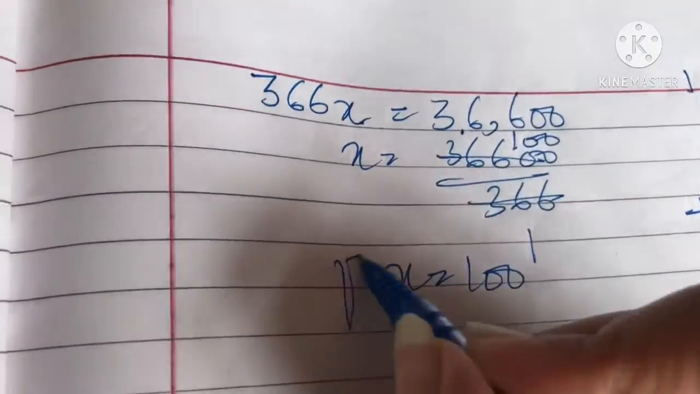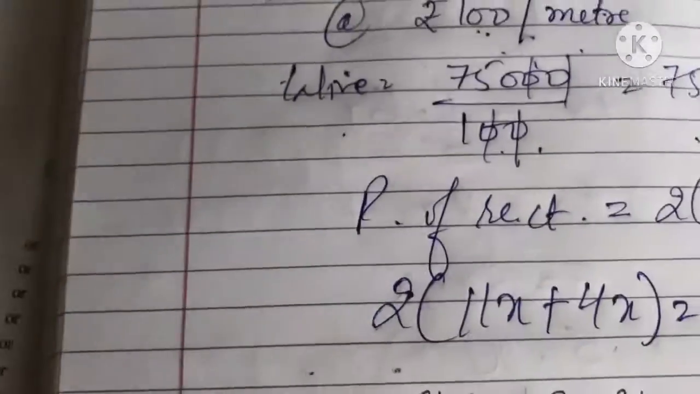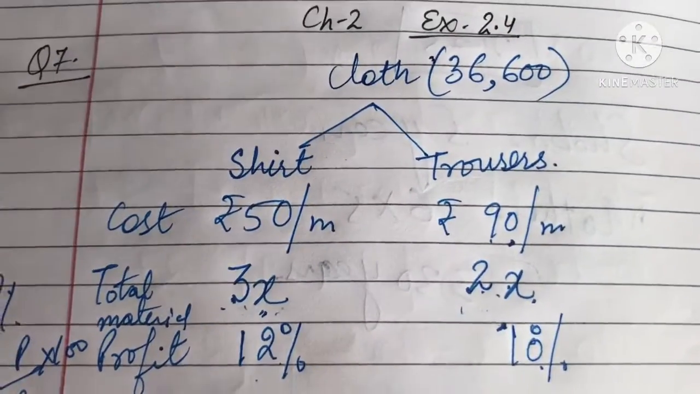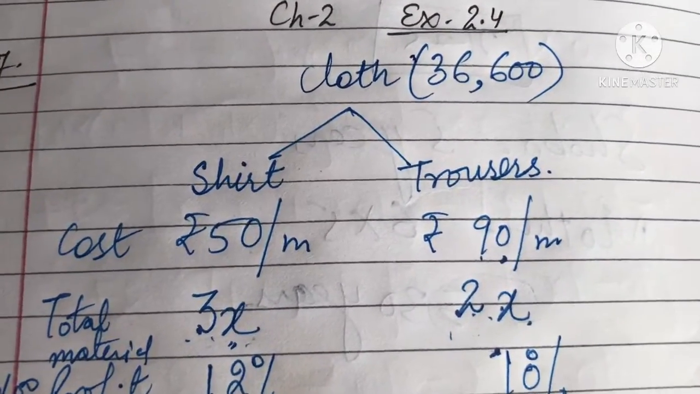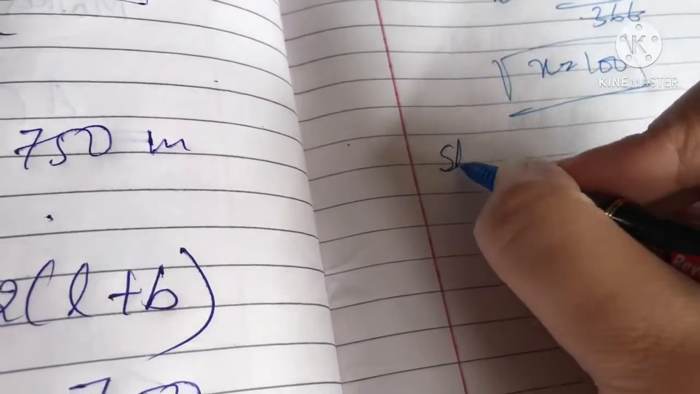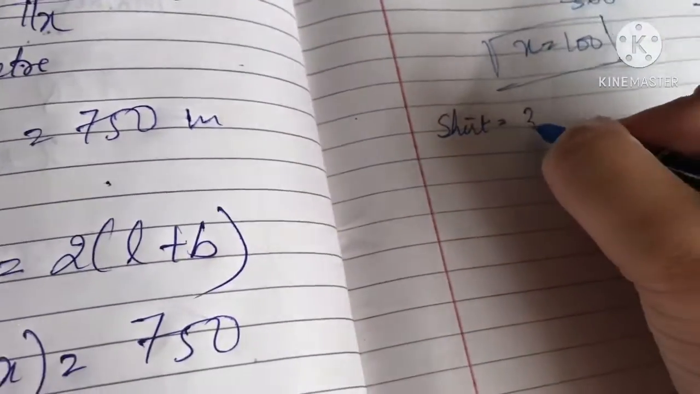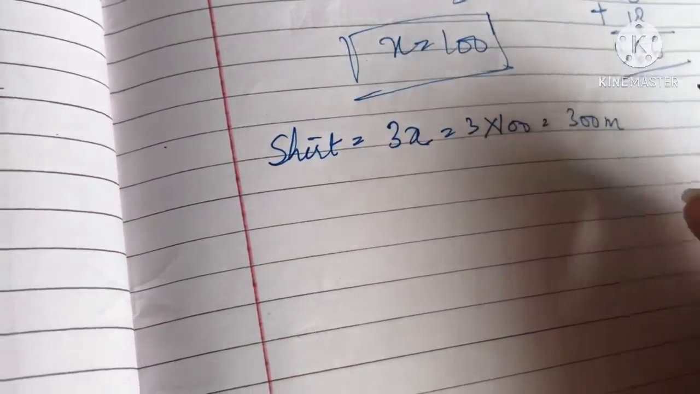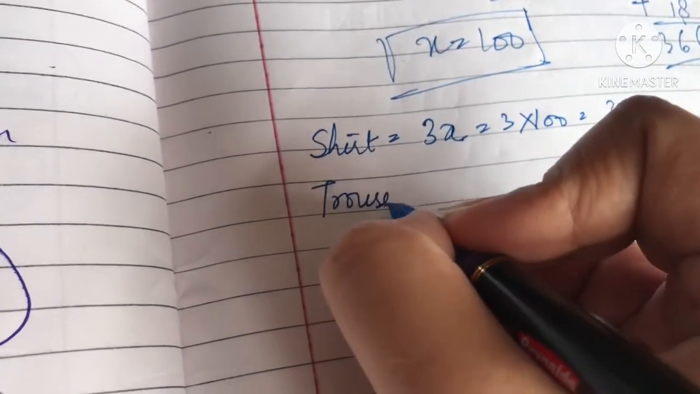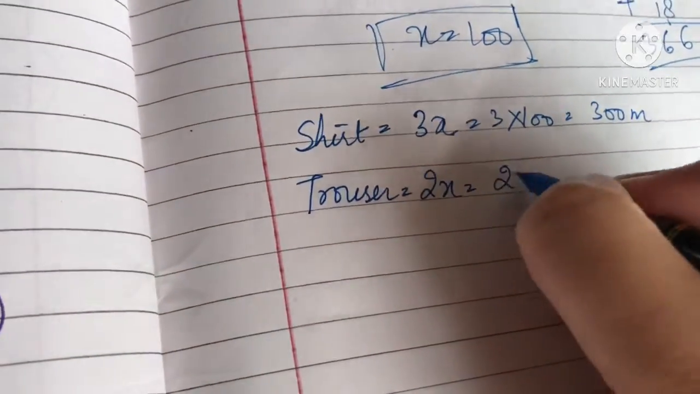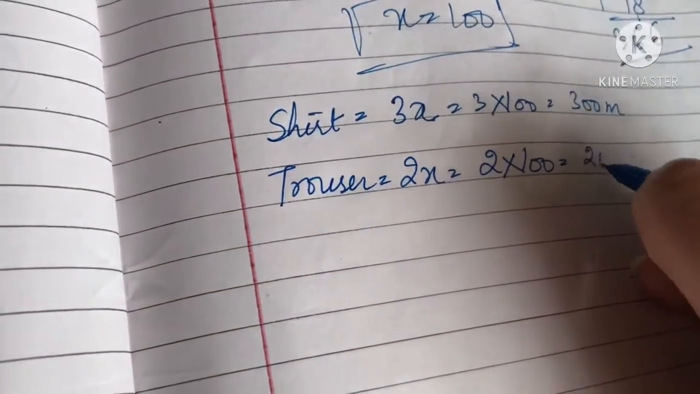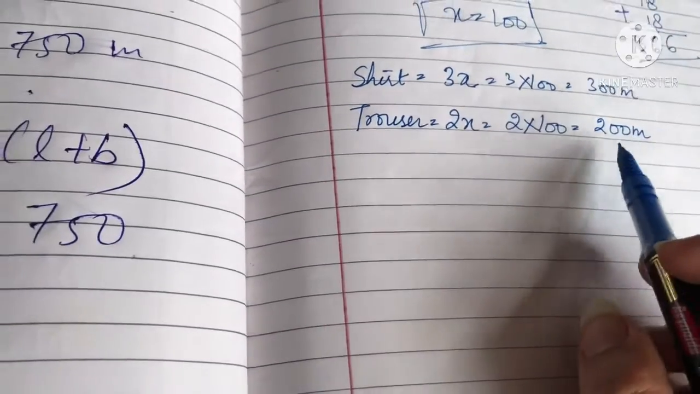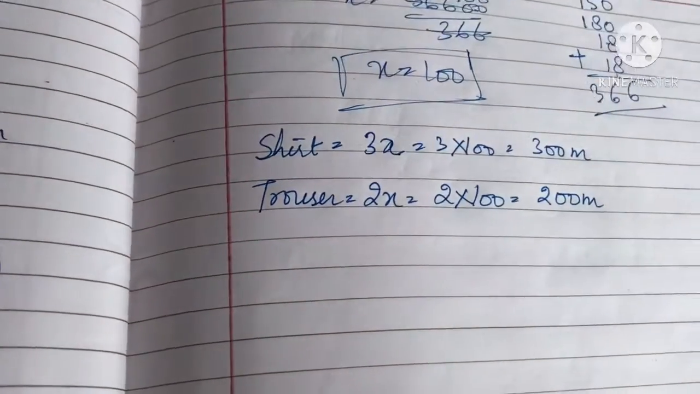X is 100. Now if x is 100, we will put the value of x in the expressions to find the values of the total material of shirt and trouser. Now shirt, how much was the material? 3x, 3 into 100, 300 meters, and trouser 2x, 2 into 100, 200 meters. So how much is the trouser material Hassan has bought? He bought 200 meters of the trouser material.